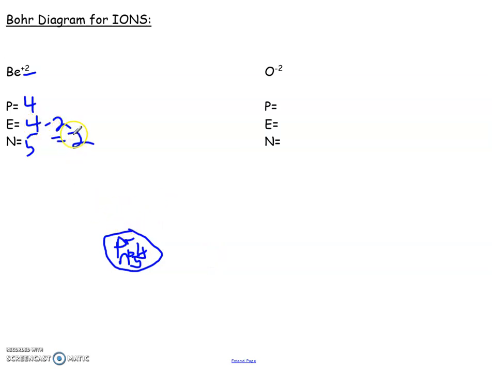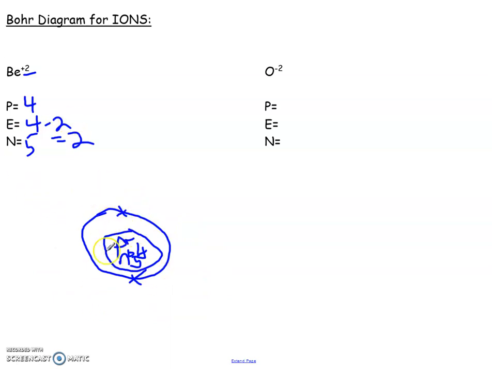Okay. And we're going to start drawing our electrons. But remember, we're not drawing 4 electrons. We're going to be drawing the 2 electrons. So we're going to draw our orbit. And we're going to have our 2 electrons. So that's it. So you have 2 electrons instead of 4.